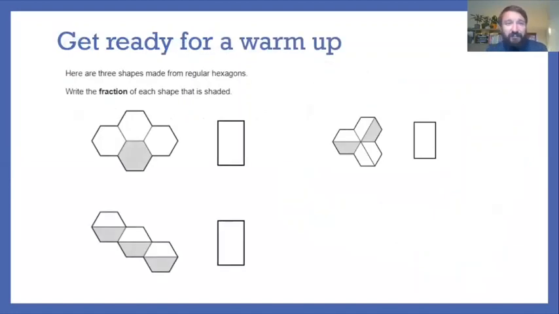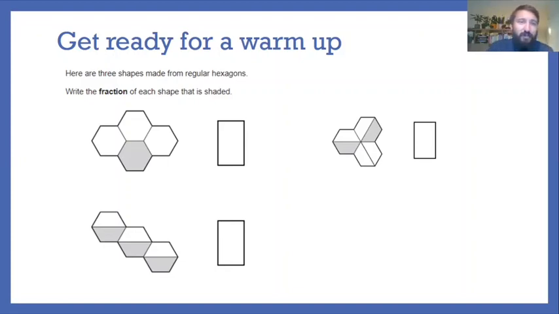Okay, so here are 3 shapes made from regular hexagons. Write the fraction of each shape that is shaded. I reckon you'll take about a minute to do this. If not, maybe even 30 seconds. Pause the video if you need to. If you don't need to, then come and join me now. I think you should be done. So let's have a look.